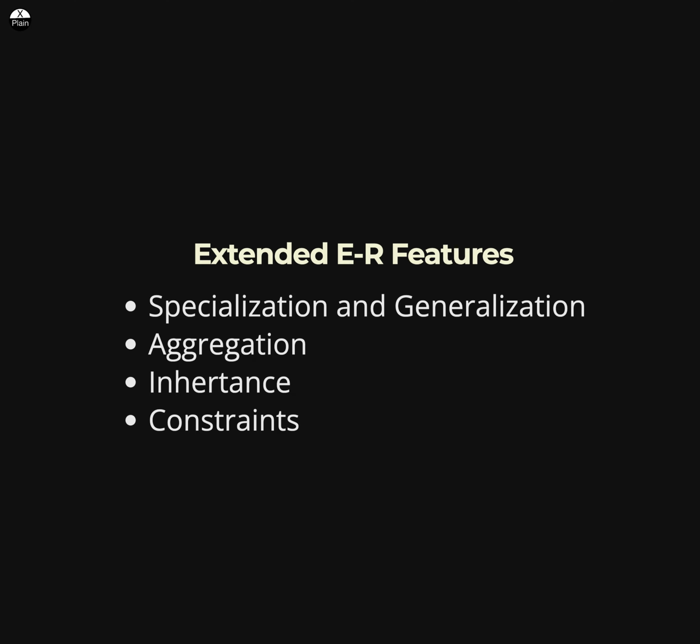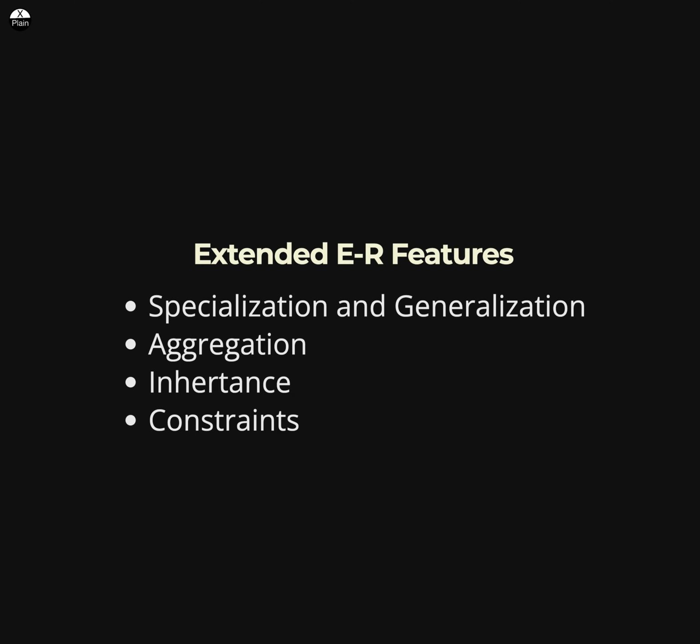Aggregation. This feature allows entities to be grouped into composite entities, with the composite entities being treated as a single entity in the database. For example, an order entity might be composed of multiple line items, with the order entity representing the overall order and the line item entities representing the individual items in the order.